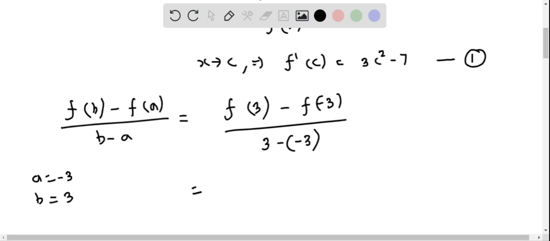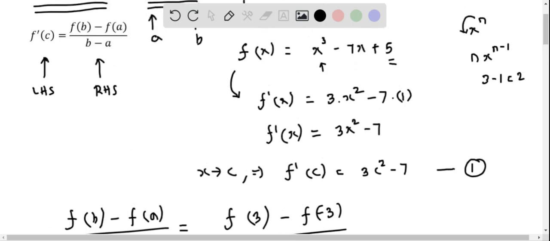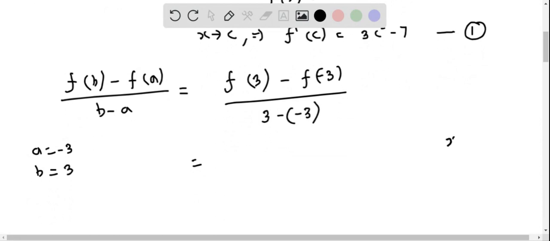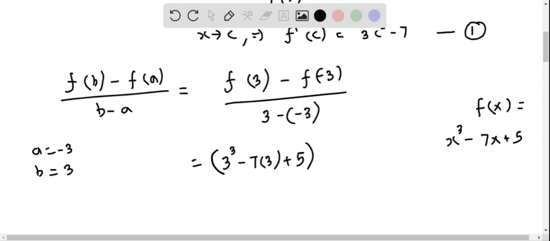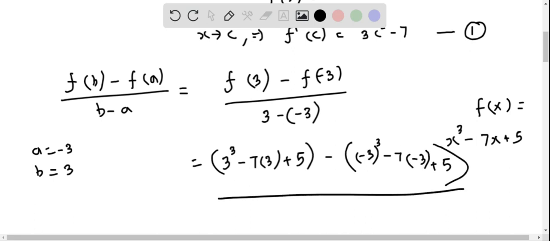To evaluate f of 3, we have to trace the f of x. We know that f of x is x cube minus 7x plus 5. This is the expression for f of x. So I have to replace 3 in place of x. When I do that, I'll be getting 3 cube minus 7 times 3 plus 5. This is for f of 3, minus, then I have to replace x by negative 3, which means this will be minus of negative 3 cube minus 7 times negative 3 plus 5. This is divided by 3 plus 3, since minus negative will become positive. So 3 plus 3 will become 6.